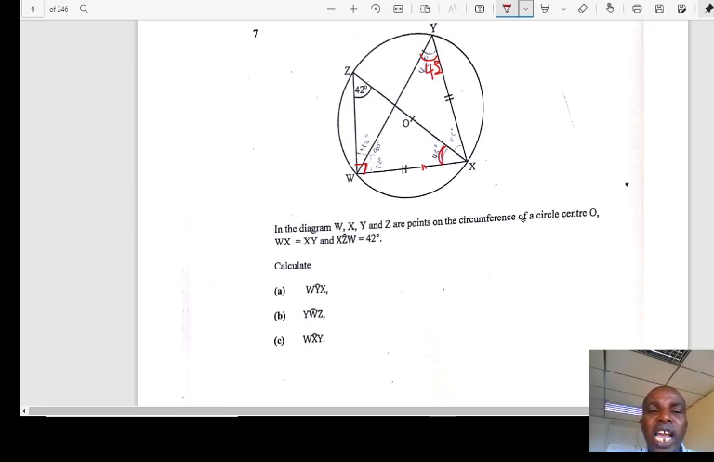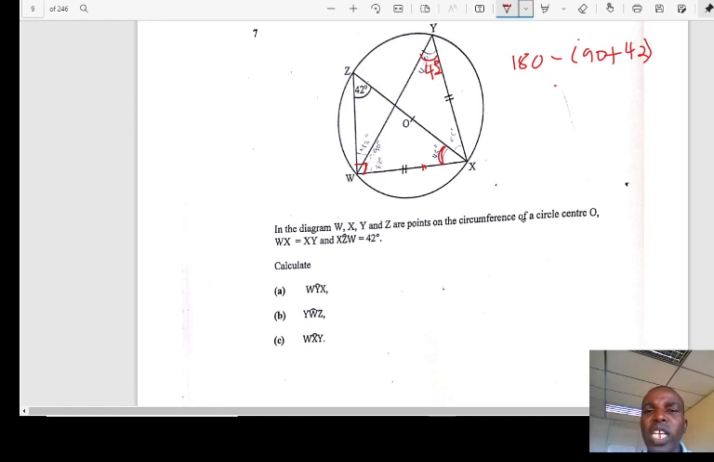Then you can find this angle here at WXZ. How? You can use angles in a triangle, triangle WXZ, if you can see there. This one. Then you can say 180 minus 90 plus 42.